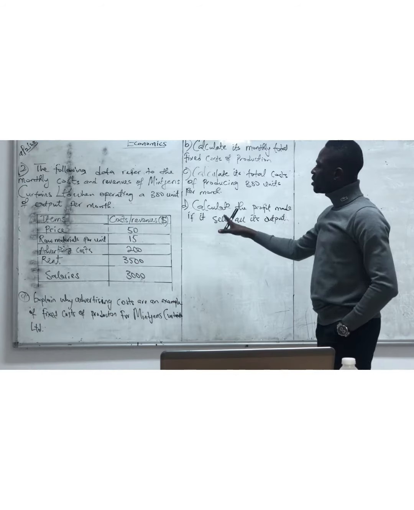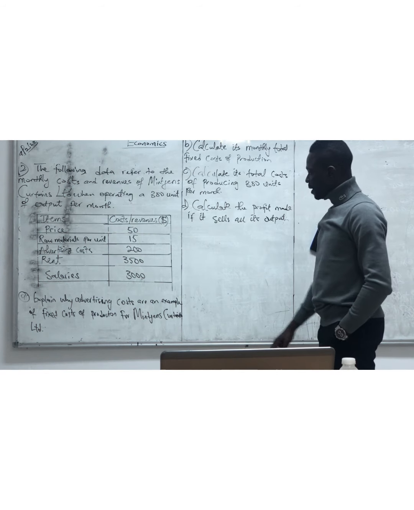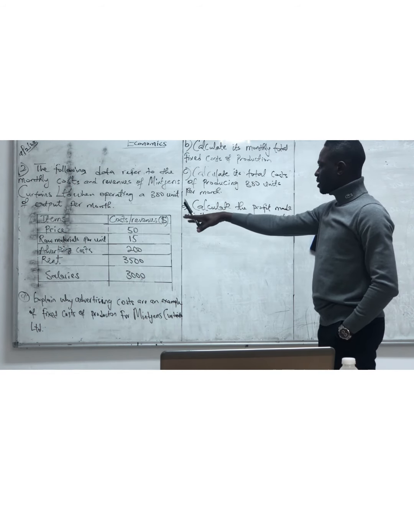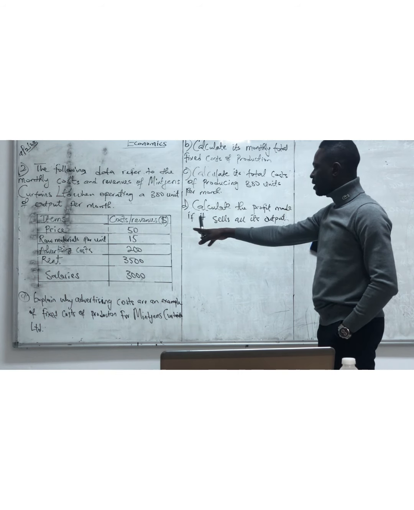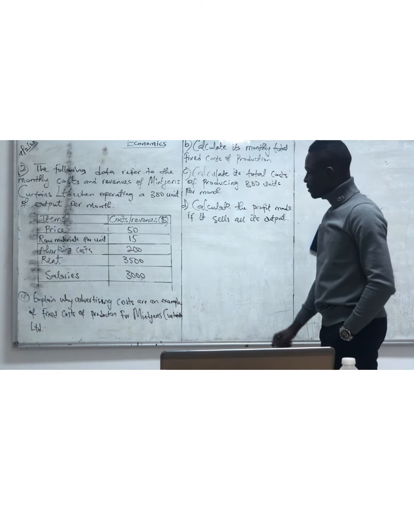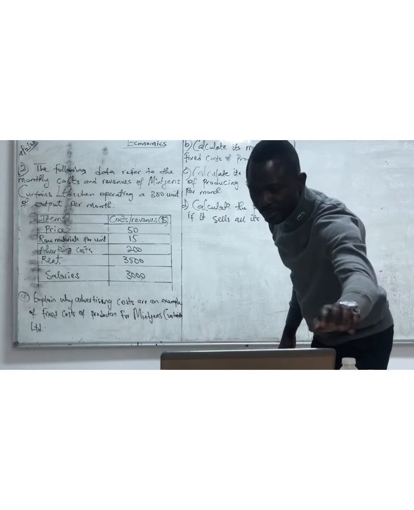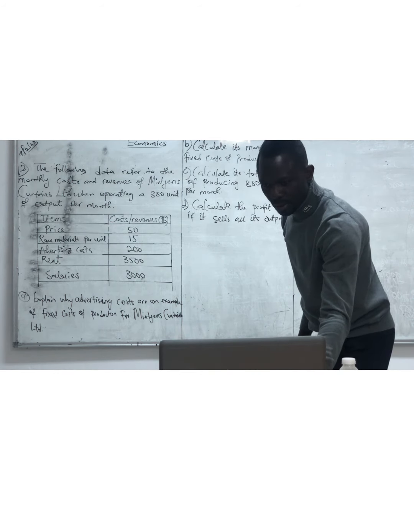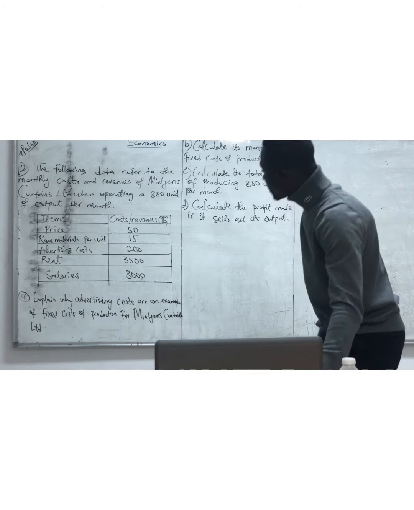Do you have any 300 units of output per month? The items: the price, $50. The raw materials per unit, 15. The advertising cost, 200. Rent, 3,500. Salaries, 3,000. Can you see the board? Okay. Please always tell me if you can't see.